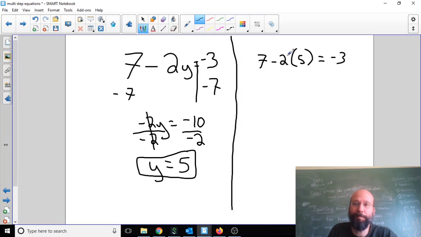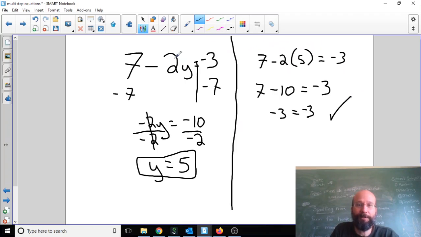And then I'm going to go over, do order of operations on this. So I know my first step is to multiply. Negative 2 times 5 is negative 10. And now 7 minus 10 is negative 3. And negative 3 equals negative 3, so I know I'm correct.